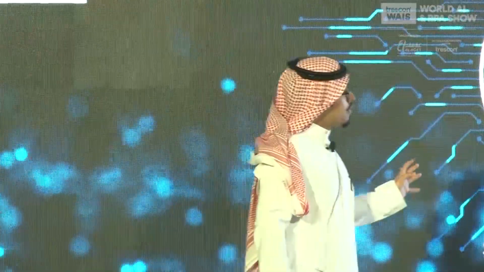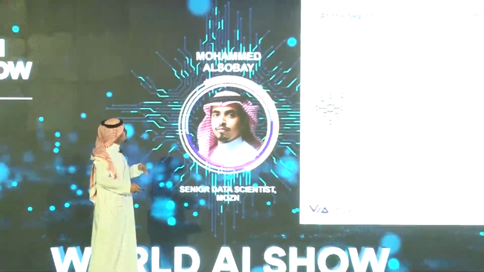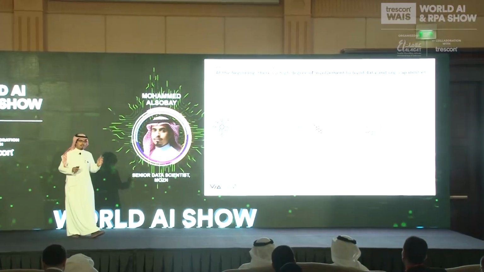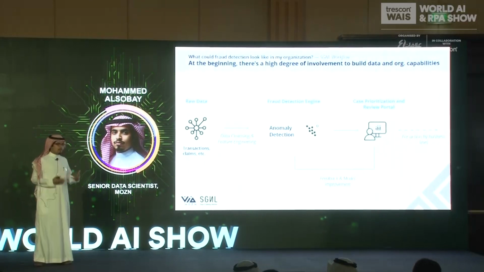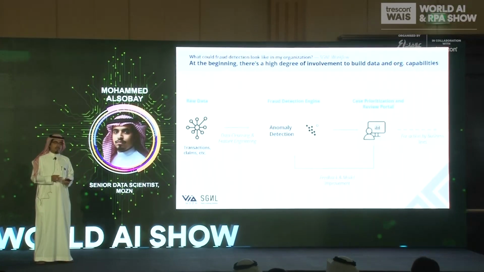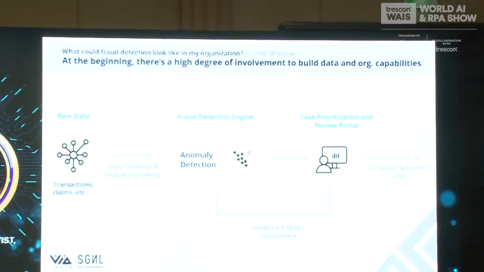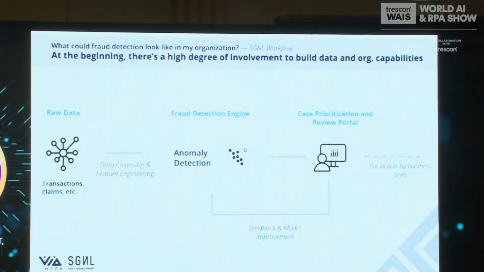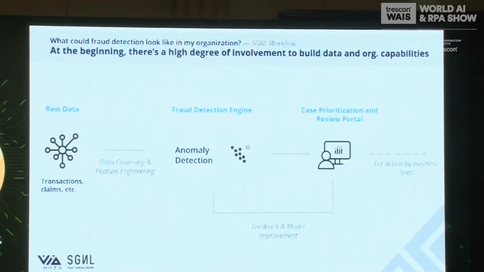So this is an overall schematic of the signal process flow. At the beginning, there's a high degree of involvement in building data and organizational pipelines, right? So we start with raw data, and we apply data cleansing and feature engineering to that data. Now, feature engineering is important because it's the input to your modeling, it's the input to your engine, and it's really domain specific. So what works for one type of retailer might not work for another type of retailer or for a delivery service, right? And we find the pieces of information that matter to each business uniquely.